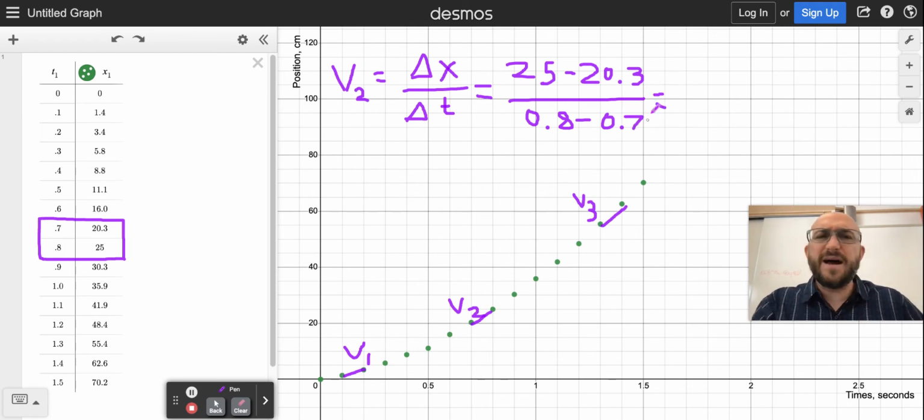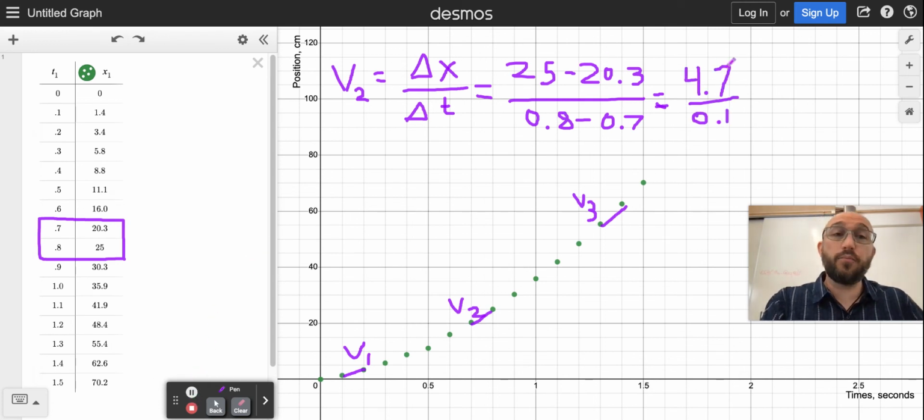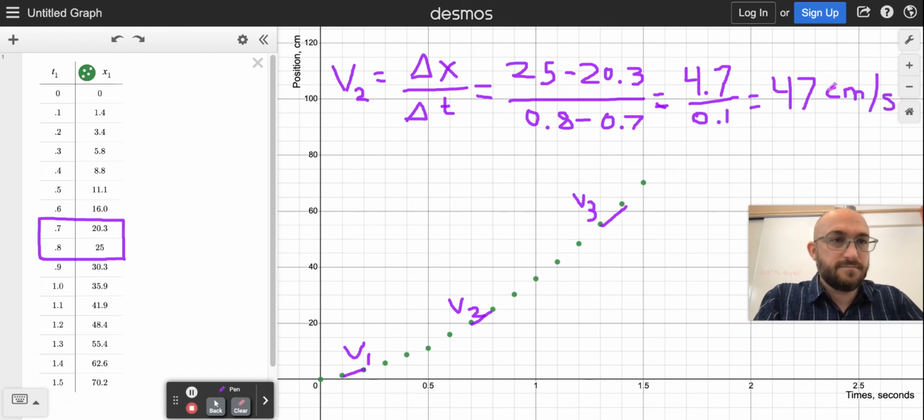Now, I like to simplify a little bit before I type into my calculator. So I'm going to go ahead and find out what 25 minus 20.3 is and what 0.8 minus 0.7 is. And we see that we got 4.7 divided by 0.1. Now that, in my calculator, gives me 47 centimeters per second. And I'm going to go ahead and put a positive on that, just to remind us that this is moving forward. All right, there we go.